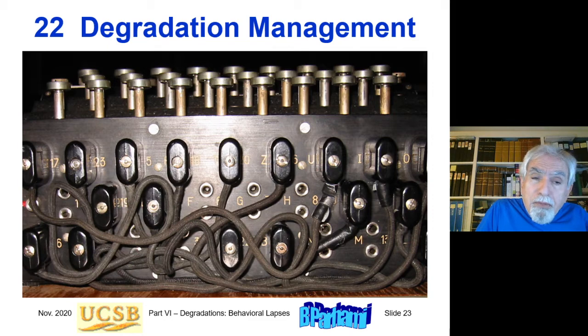So the first item of business is defining what we mean by degradation management, and then discuss various methods that are available to us for managing degradation. Previously, we talked about degradation allowance, designing the system so that it allows degradations to occur. Now, how do you manage those degradations?